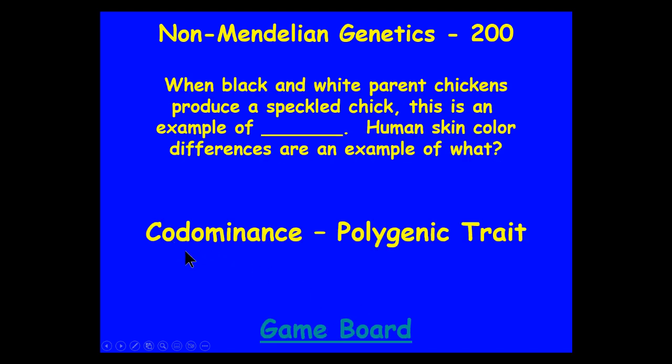All right, so when they're both seen together, co means together, that's codominance. And human skin color, human eye color, human hair color, they are all polygenic traits. Multiple genes interact to make those phenotypes.